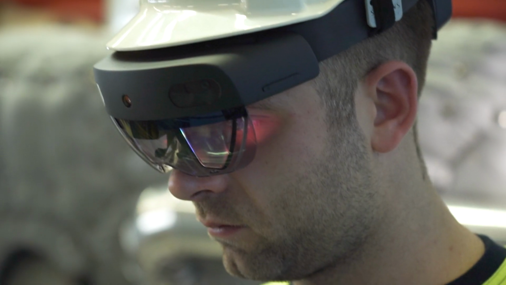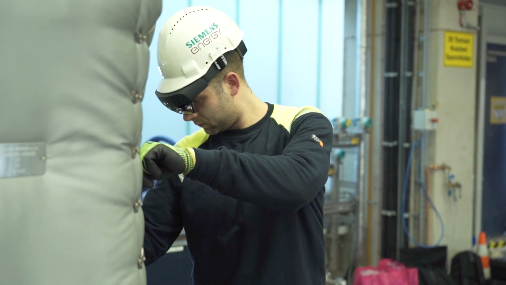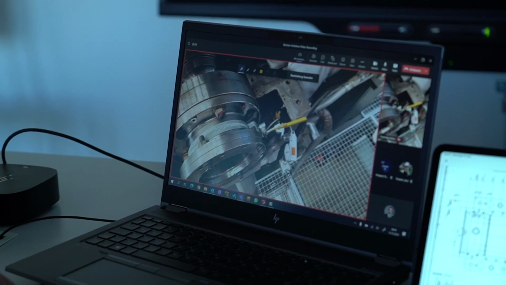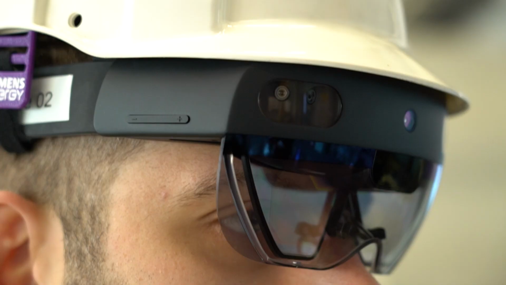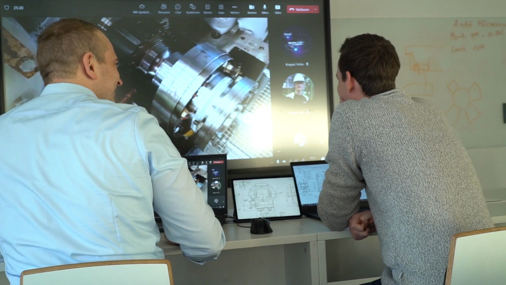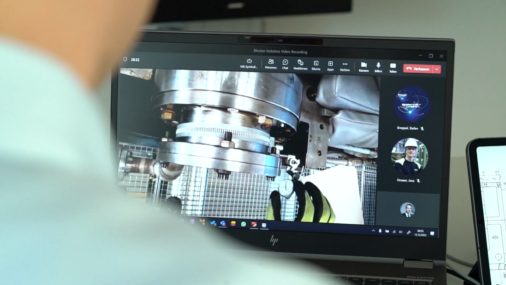To solve these challenges, Siemens Energy uses Microsoft's Remote Assist solution. Junior technicians on site are supported by remote experts using Remote Assist app on Microsoft HoloLens 2 headsets. Siemens Energy can provide the necessary support even if they're not physically present.